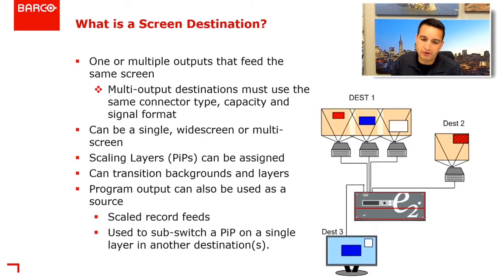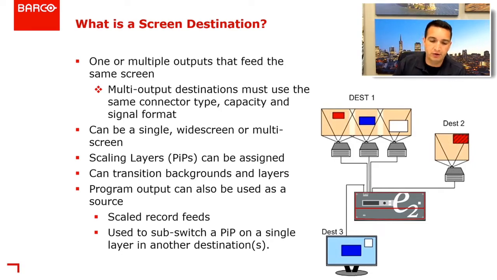So what's a screen destination? A screen destination is one or many physical outputs that feed the same screen or the same array of screens or the same array of monitors or what have you. It can be a single screen, widescreen, or multi-screen destination. This screen destination utilizes scaling layers, also known as pips or windows, to create a composition along with backgrounds, right? So you can transition those backgrounds and layers seamlessly.